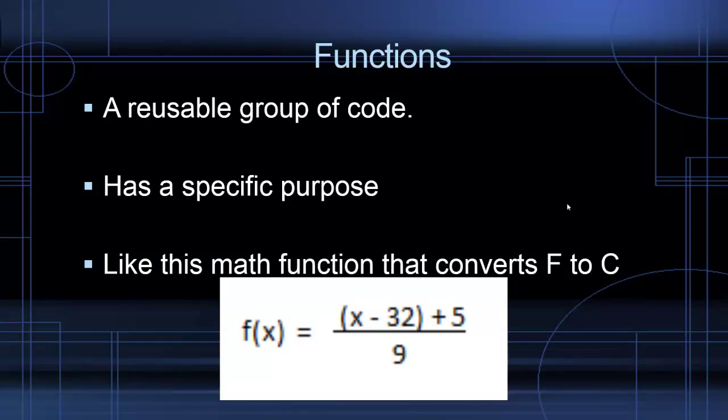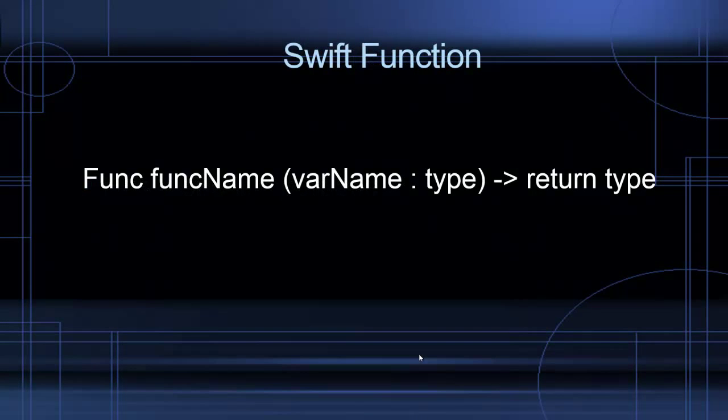But if you look at this math function, f(x) equals (x minus 32) times 5 divided by 9, it converts Fahrenheit to Celsius. So I can use that function anywhere and just plug in the number for x, and it'll convert x from Fahrenheit to Celsius. That's the same way a function works. It's just a group of code where I can plug in some variables and it'll give me whatever I need.